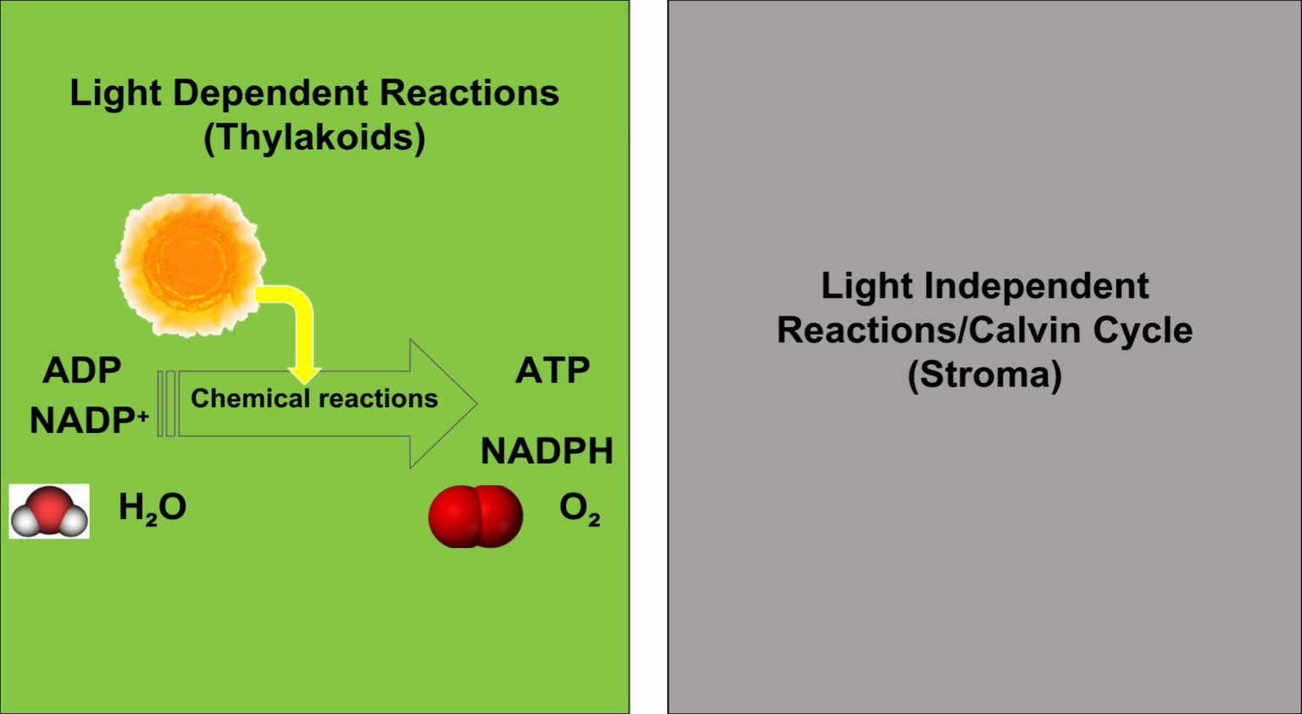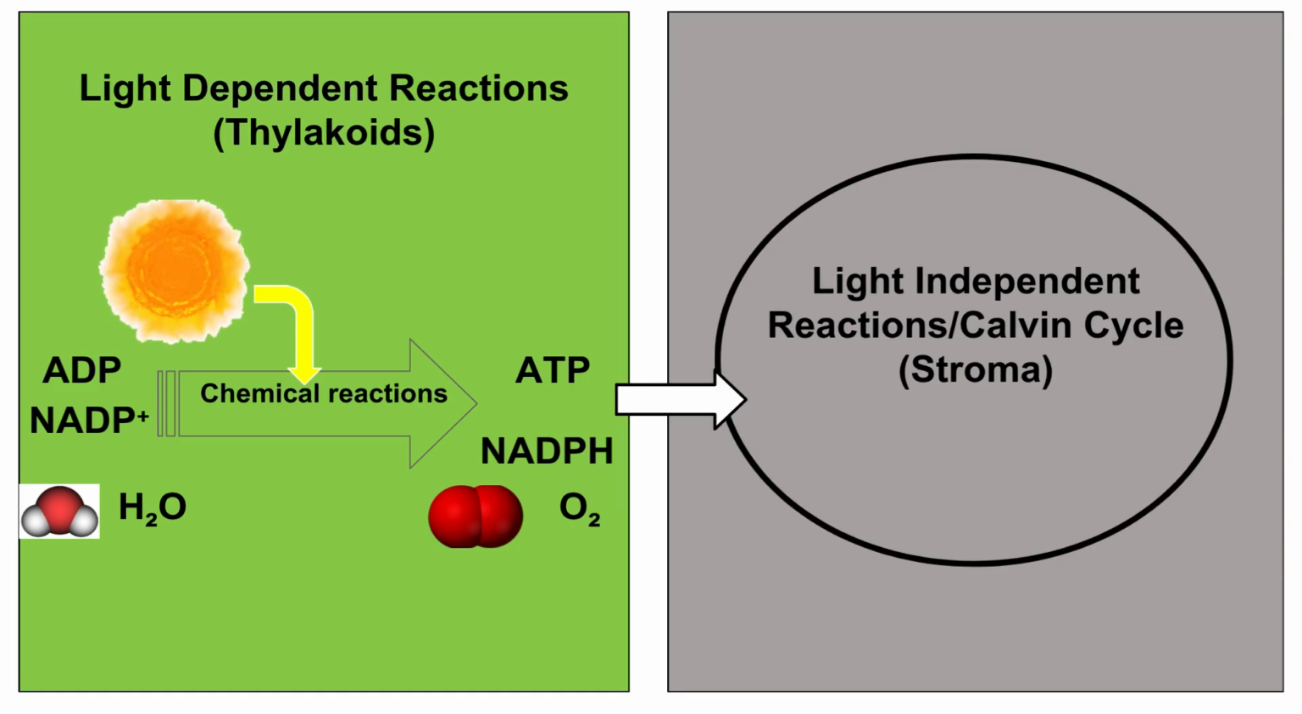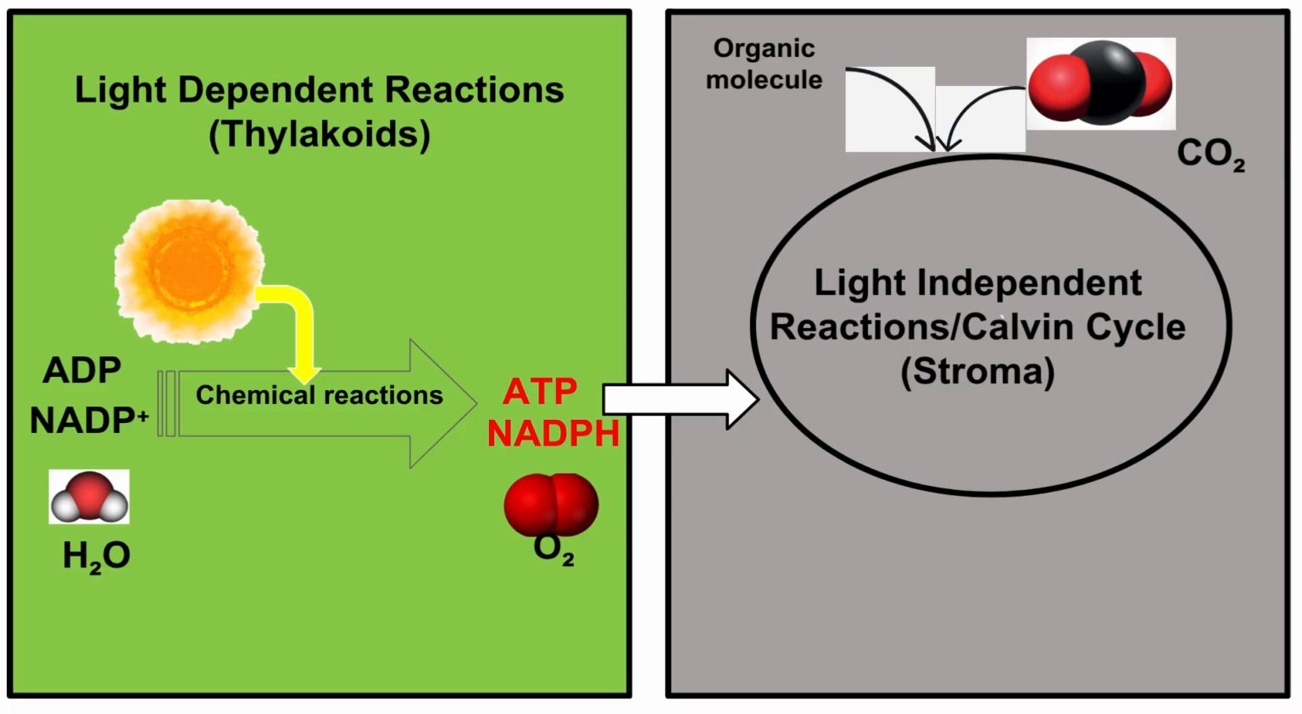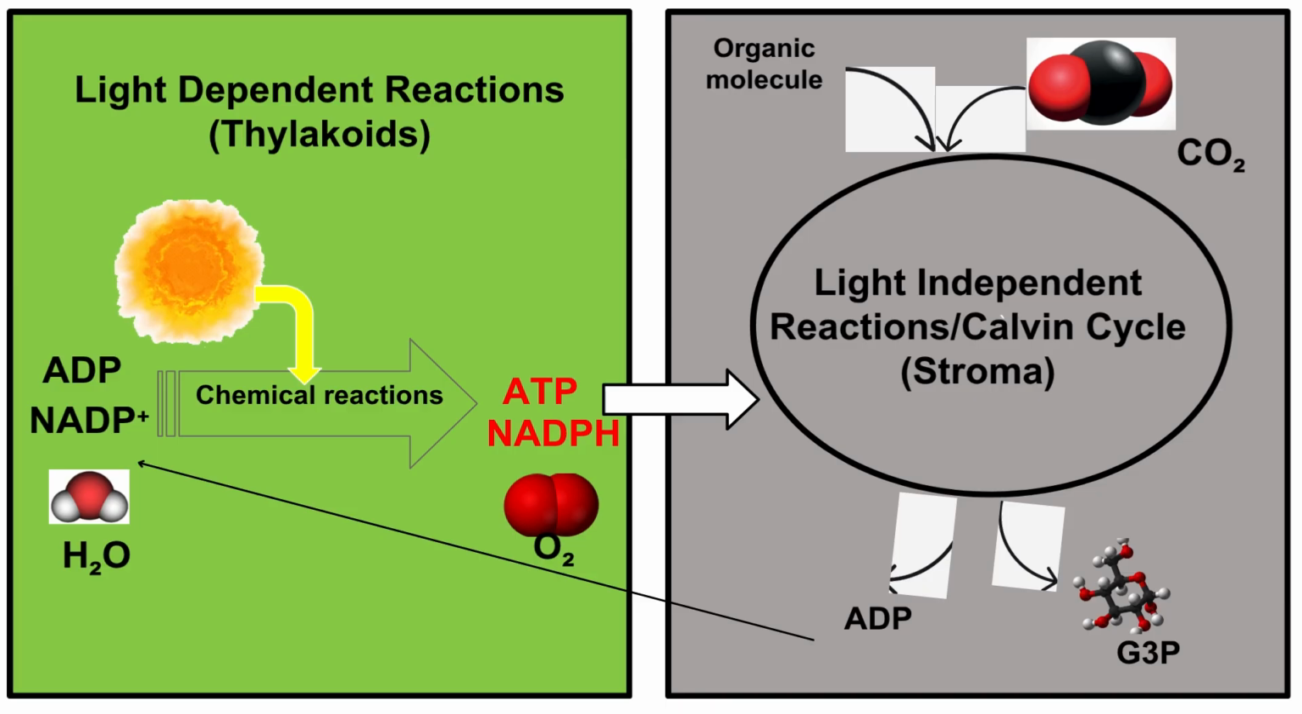Meanwhile, the Calvin cycle, which occurs in the stroma, uses the ATP and NADPH from the light reactions to convert carbon dioxide into organic molecules, including the sugar G3P. This process helps the plant grow and increase its biomass. ADP and NADP+ are recycled for use in the light reactions.